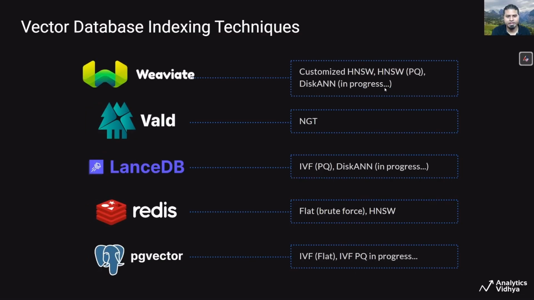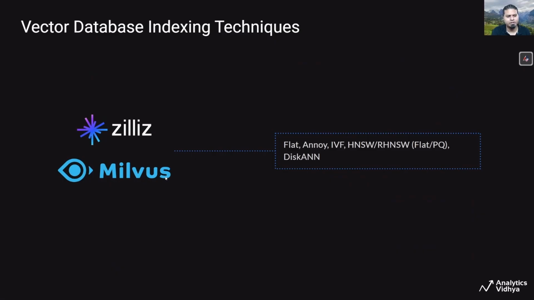Then we have Weaviate, Vault, LanceDB, Redis. So Redis is primarily a caching system, but you can also use it as a vector database. And we also have PG Vector, which is a vector database capability now available in the relational PostgreSQL database. And finally, Milvus and Zilis, they also have relevant variety of indexing techniques available.